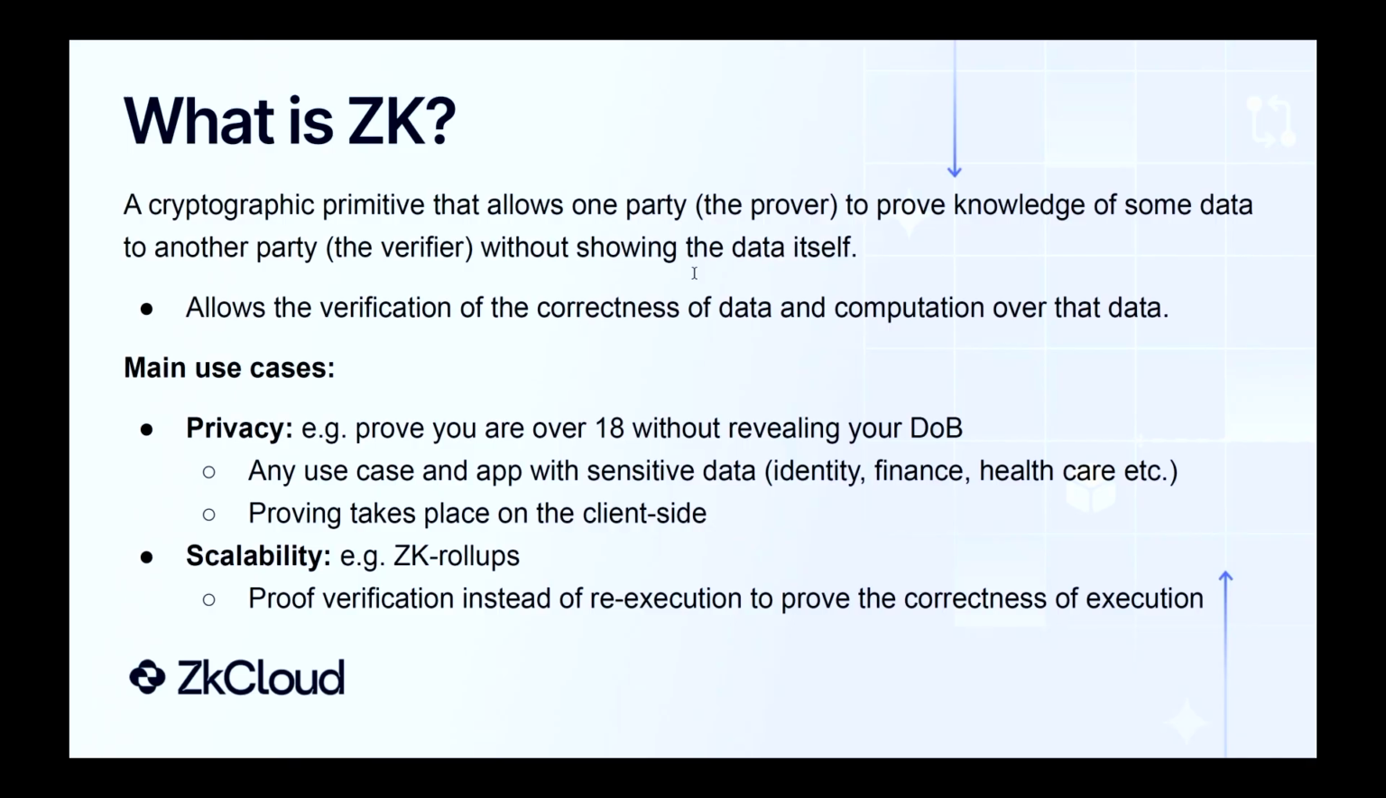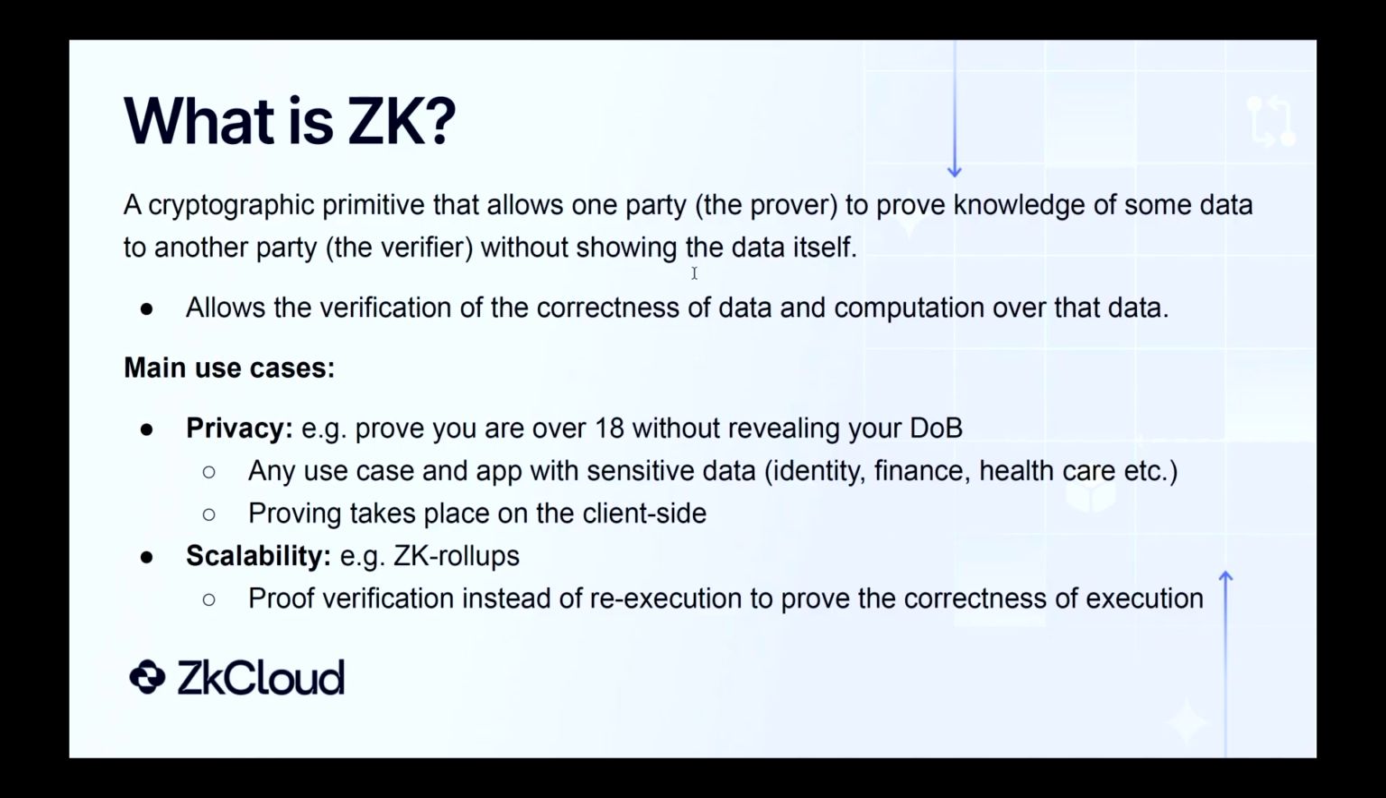And based on the definition, we could say that with ZK proofs, you are able to prove that you are over 18 without revealing your date of birth, for example. Now, when we talk about the privacy aspect of ZK, proving takes place on the client side, which means the client device, the mobile phone or the browser, has to generate the proof itself, or else the sensitive data would be exposed to whoever is generating the proof.